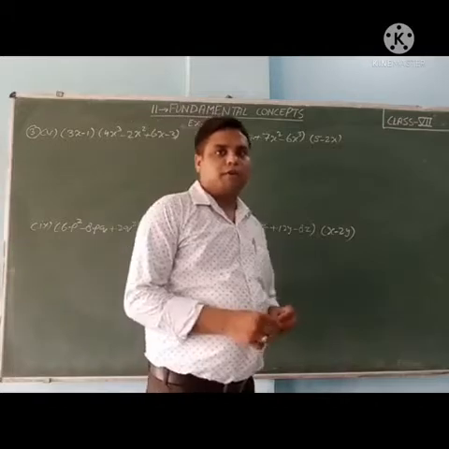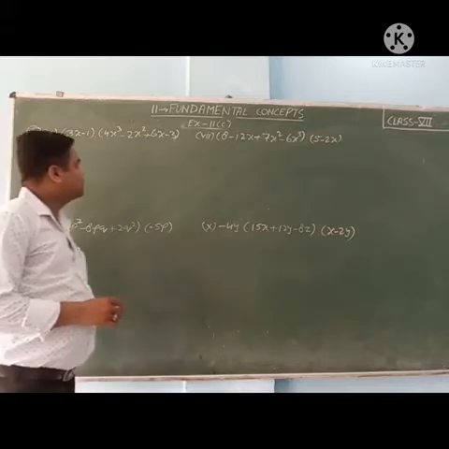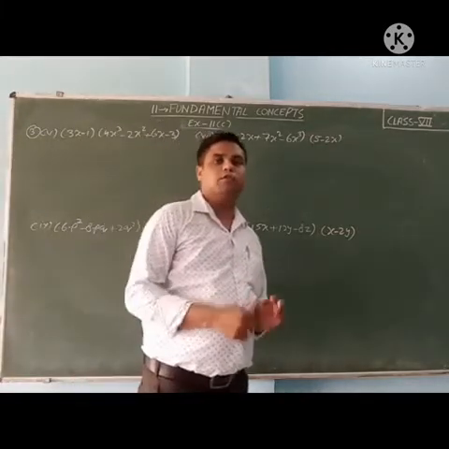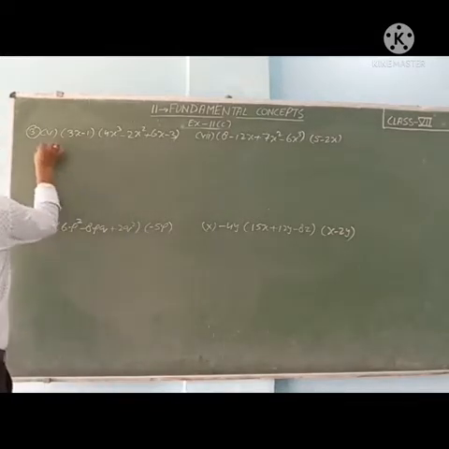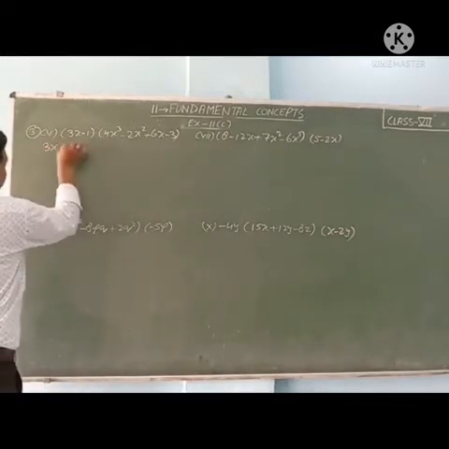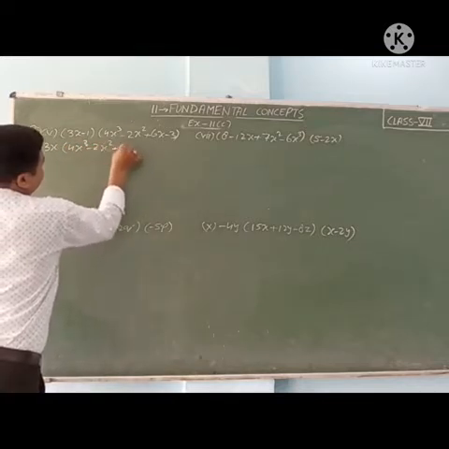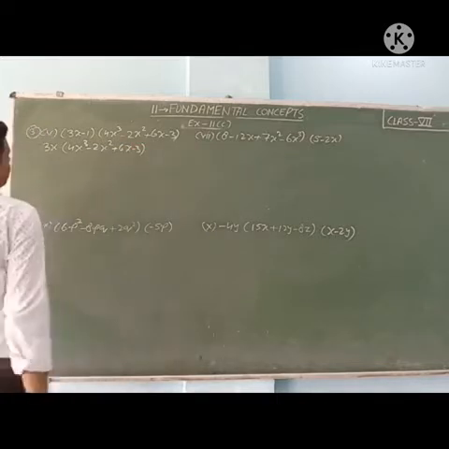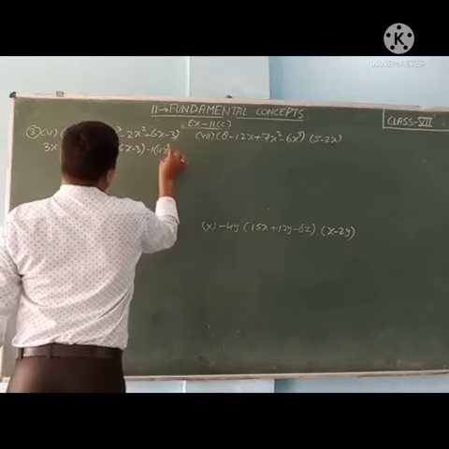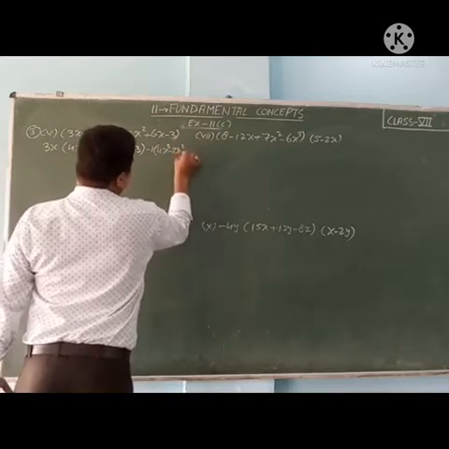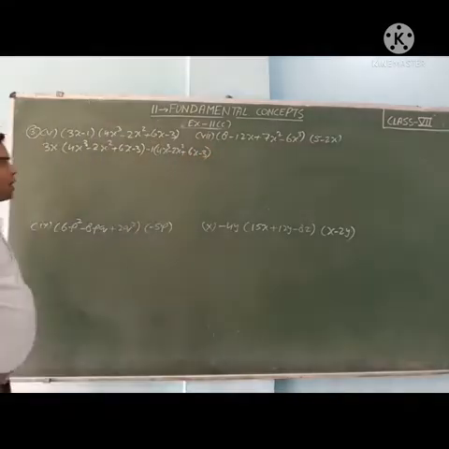See fifth part of third sum, that is 3x minus 1 inside the bracket, 4x cube minus 2x square plus 6x minus 3 also inside the bracket. So we have to do the multiply. First we will write this 3x, then this complete expression 4x cube minus 2x square plus 6x minus 3, then minus 1, then this complete expression 4x cube minus 2x square plus 6x minus 3. Now we will do the multiply.